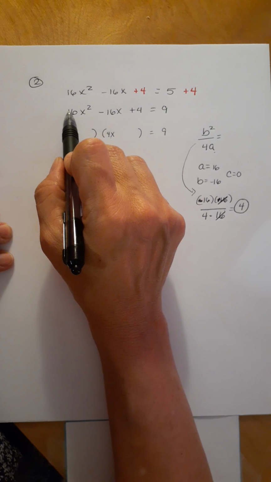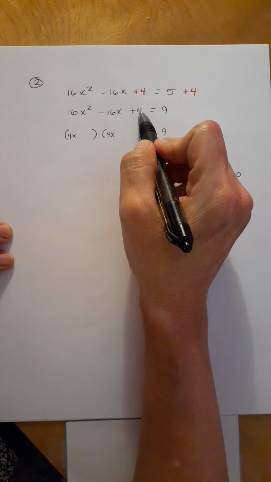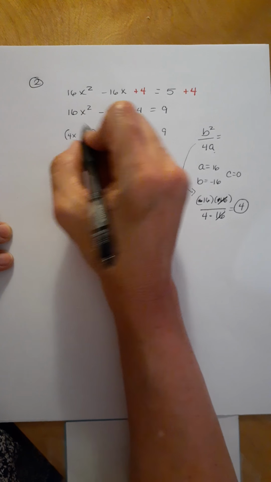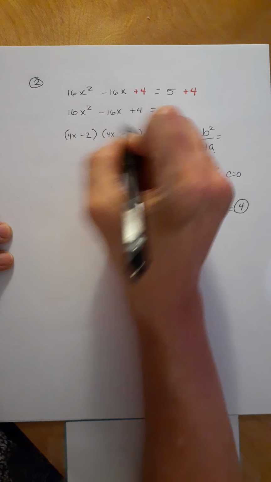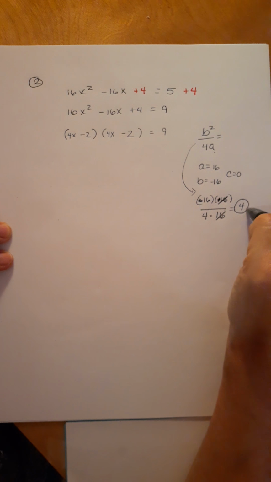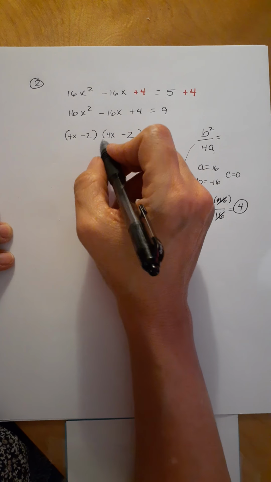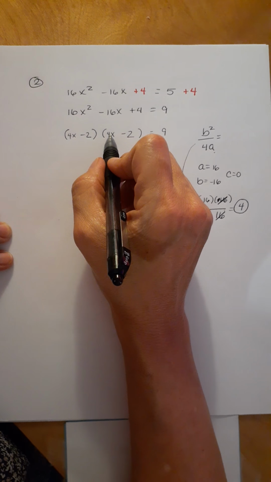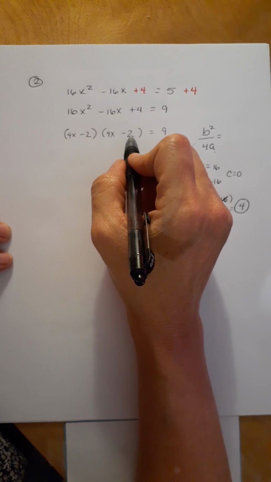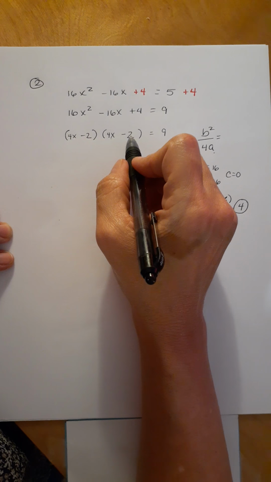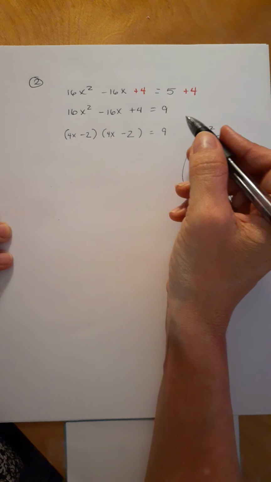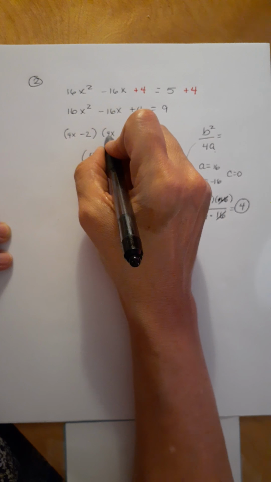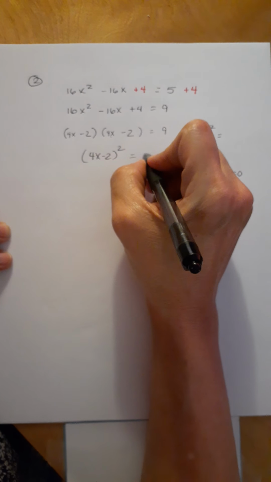So 4x will give me 16x squared. And the middle one is negative 16x, so this is going to be minus 2, which when you multiply the 2, you get 4. Then when we get the middle piece, it's negative 2 times 4, and 4 times negative 2, which is negative 8 plus negative 8x is negative 16x. And there is my perfect square, this times itself, equals 9.